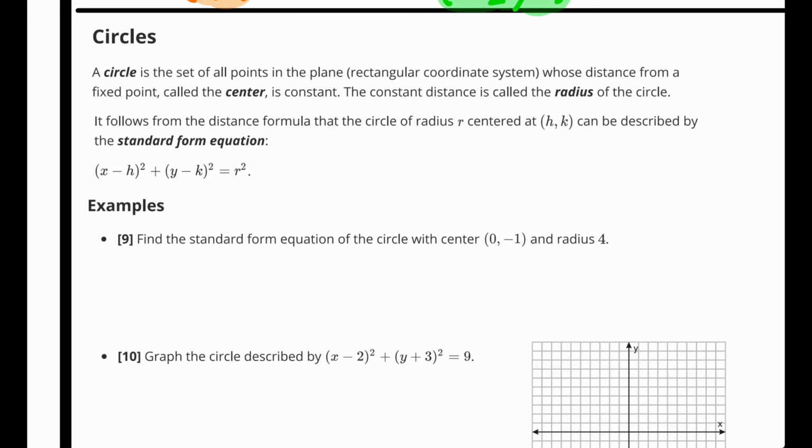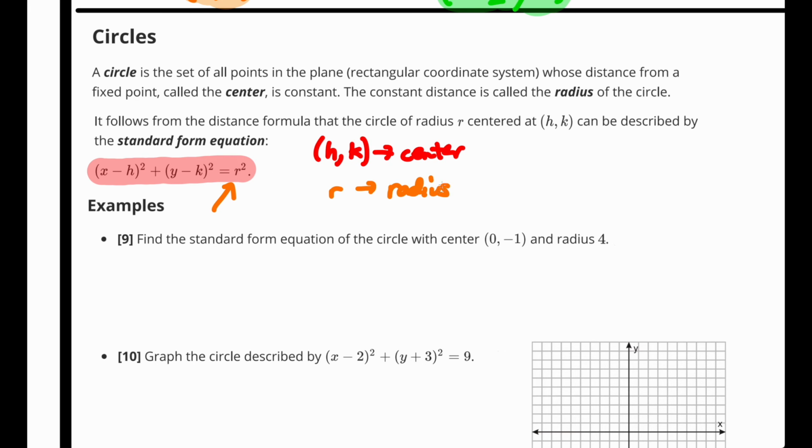It follows the distance formula that the circle of radius r centered at h comma k can be described by a standard form equation right here. It is really important to understand this part right here because this will always tell you the h and the k. In this case, the h and the k are the coordinates for the center, which is something we're going to be looking for with circles. It also tells us how to find the radius, which is right there. r is the radius. So we're going to use standard form to find those two things, or we're going to use those two things to find the standard form as well. It depends on the problem.